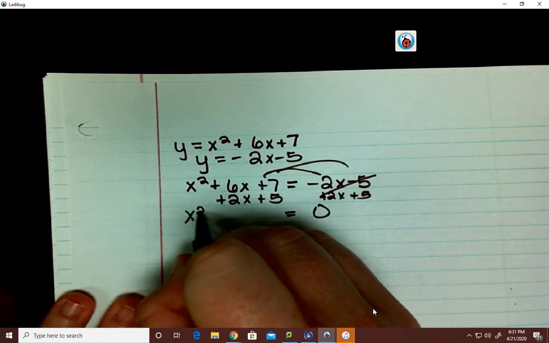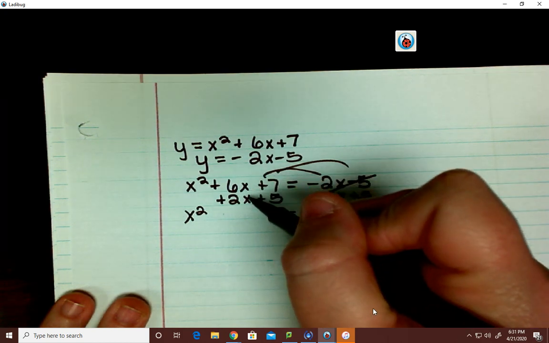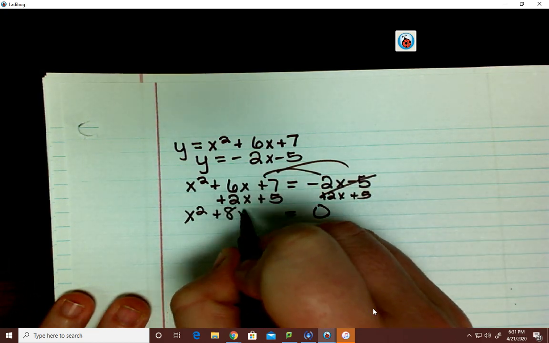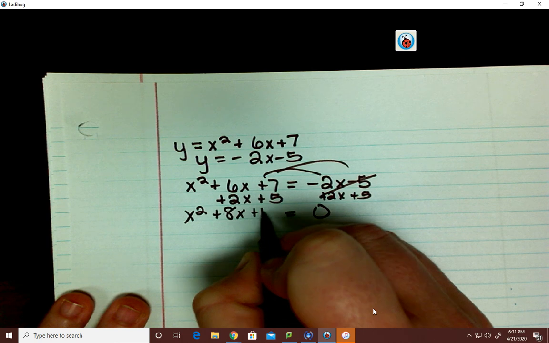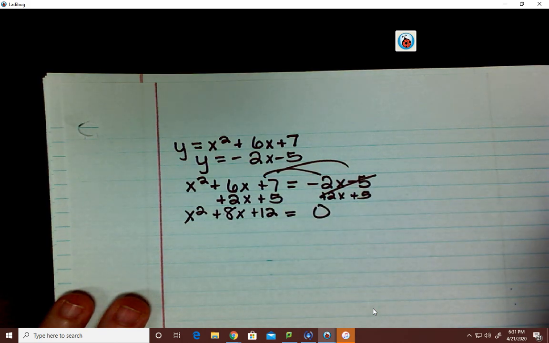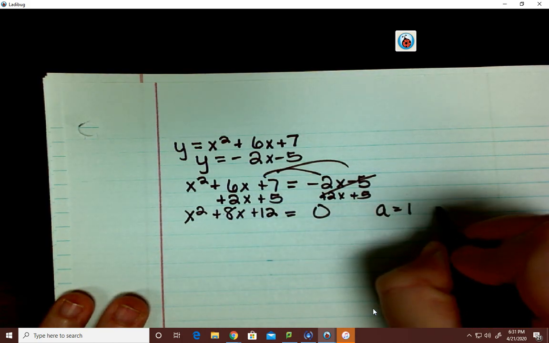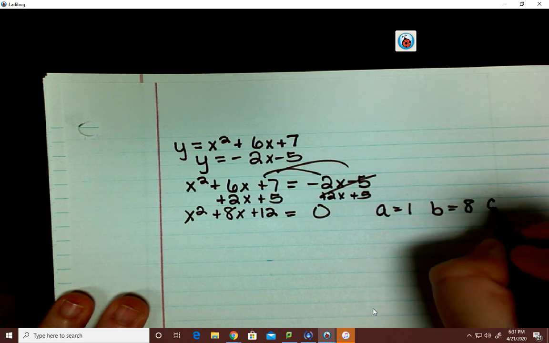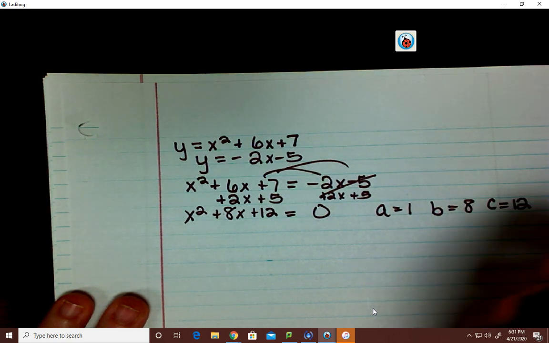So nothing to go with the x squared. The 6x and 2x will give me 8x. And 7 and 5 will give me 12. So my a is 1. My b is 8. My c is 12.